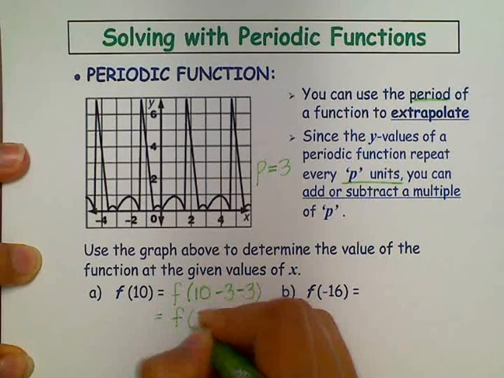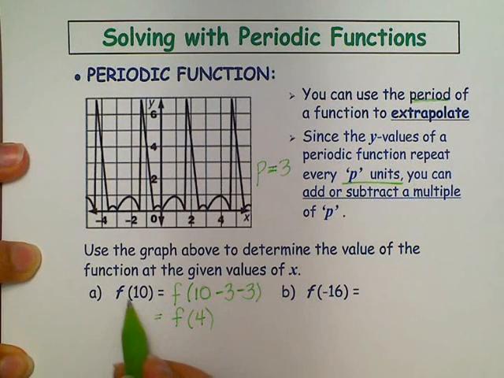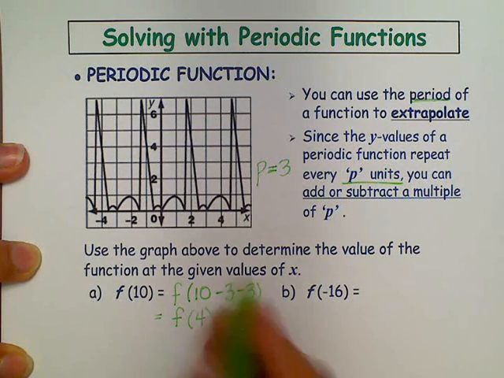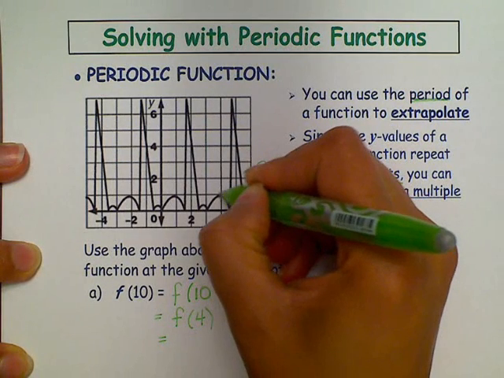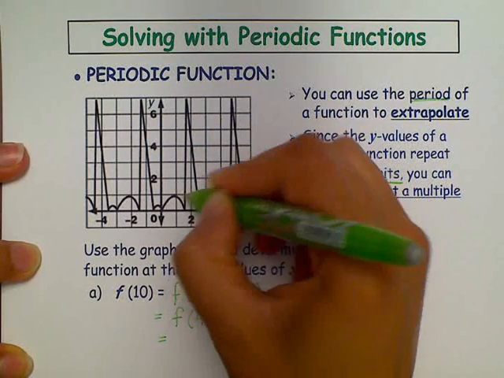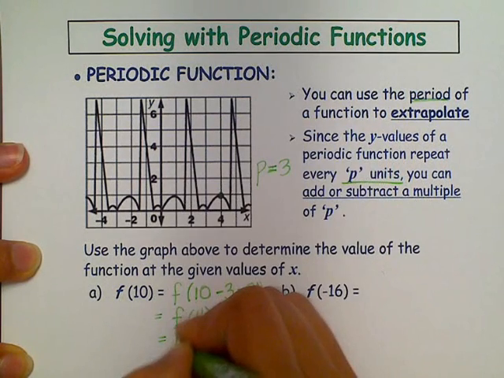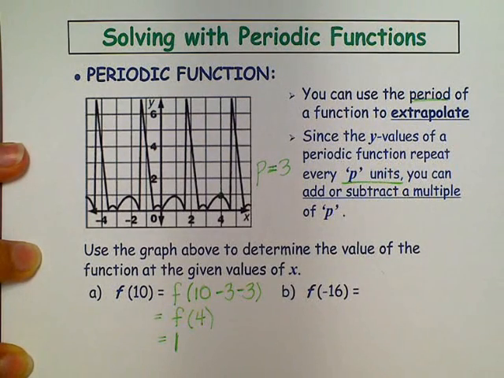So what this gives me is f of 4. This means the value of the function at x equals 10 is the same as the value of the function when x is equal to 4. That's true because 4 is just 2 cycles behind the one we're trying to look at. From here it's pretty easy because you have a graph. All you need to do is go to x equal to 4 and find the value of the function. And so the value of the function would be 1.